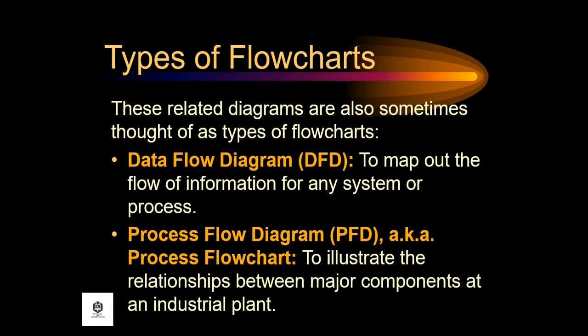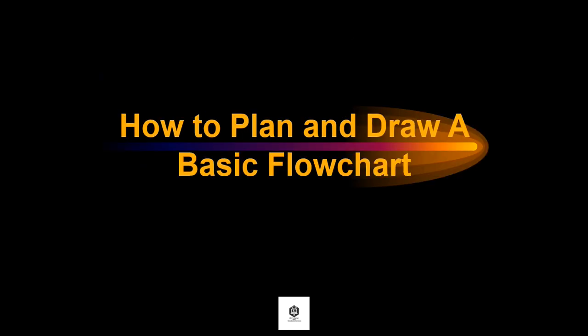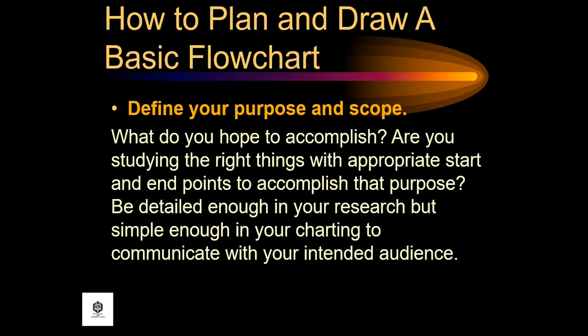These related diagrams are also sometimes thought of as types of flowcharts, such as data flow diagram or DFD to map out the flow of information for any system or process. Process flow diagram or PFD, aka process flow chart, which is to illustrate the relationships between major components at an industrial plant. And the business process model and notation or BPMN 2.0 to model the steps of a planned business process. But how to plan and draw a basic flowchart?